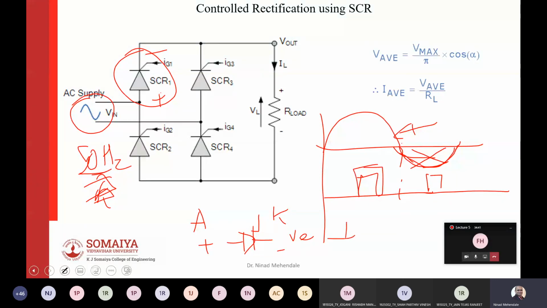Now what will happen if your SCR is already turned on and you apply one more pulse? The answer is nothing will happen because the SCR is already on. How much more can you turn on something that is already on, when current is already flowing through it? And we will try to understand this entire thing with the help of animation.